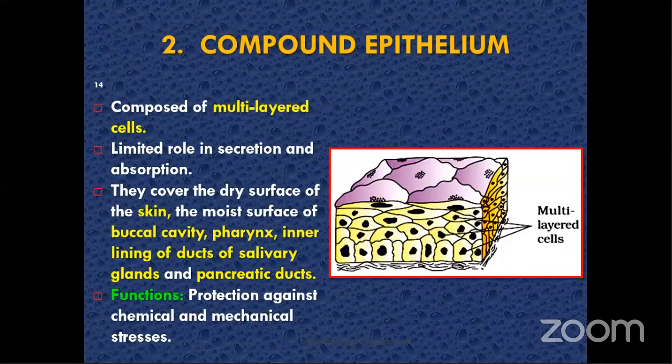Then coming to compound epithelium, they are composed of multi-layered cells. They have a limited role in secretion and absorption. They cover the dry surface of the skin and the moist surface of buccal cavity, pharynx, inner lining of ducts of salivary glands, and pancreatic ducts. They function in protection against chemical and mechanical stress.